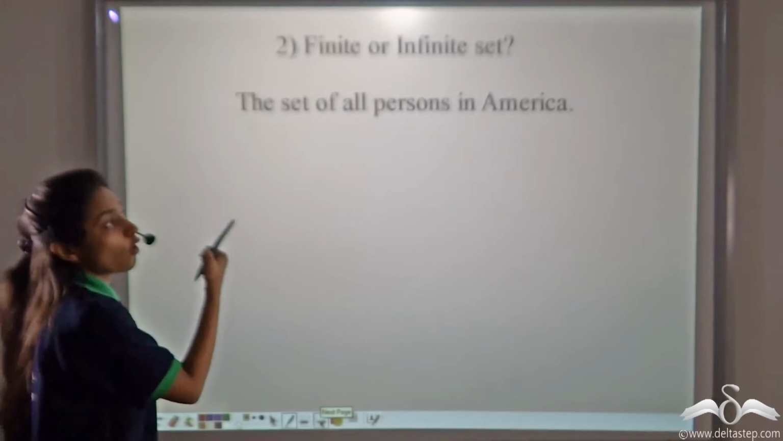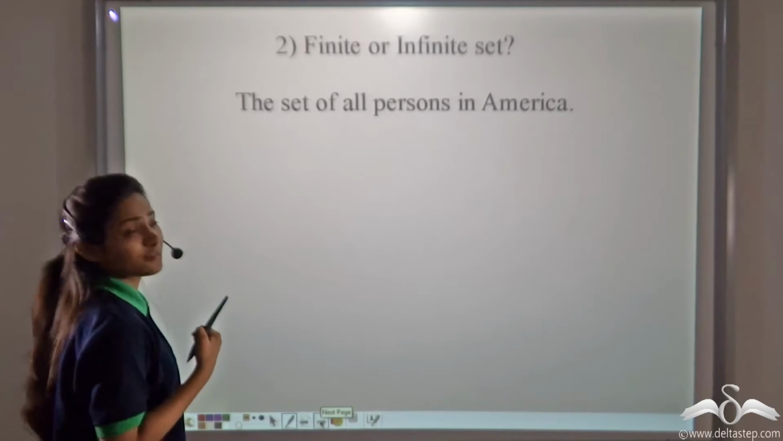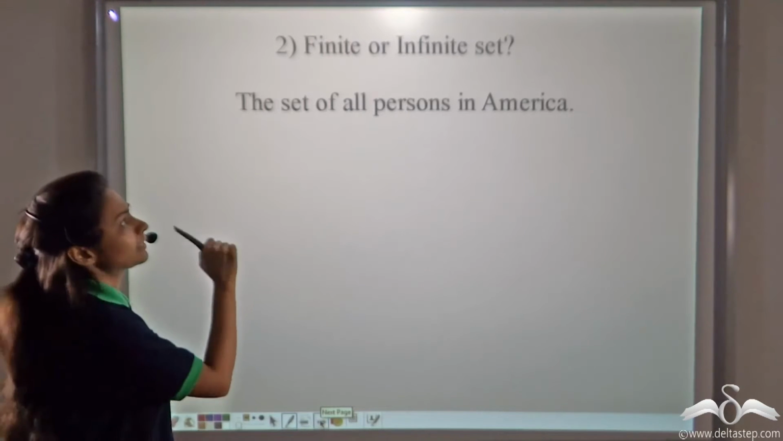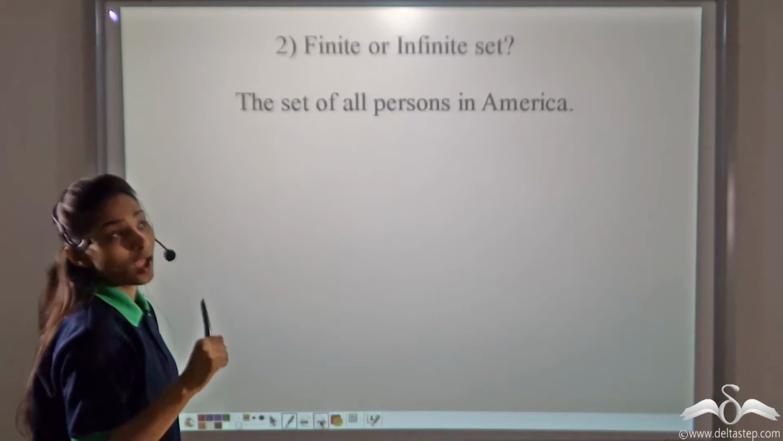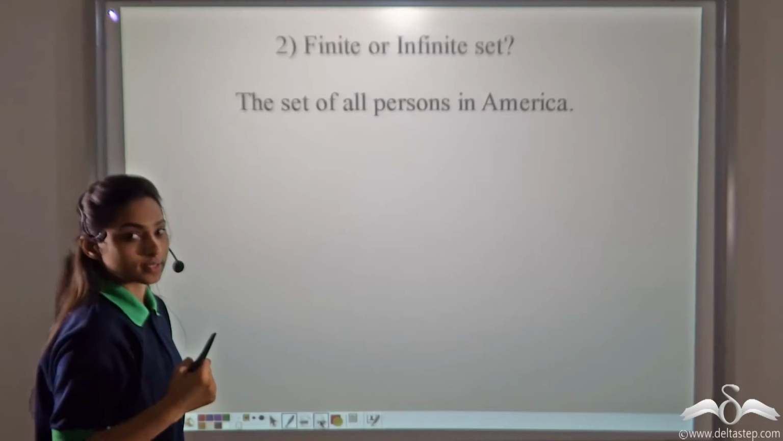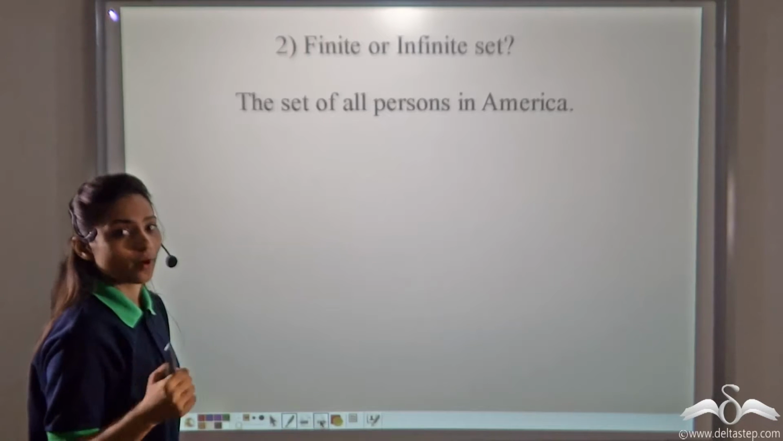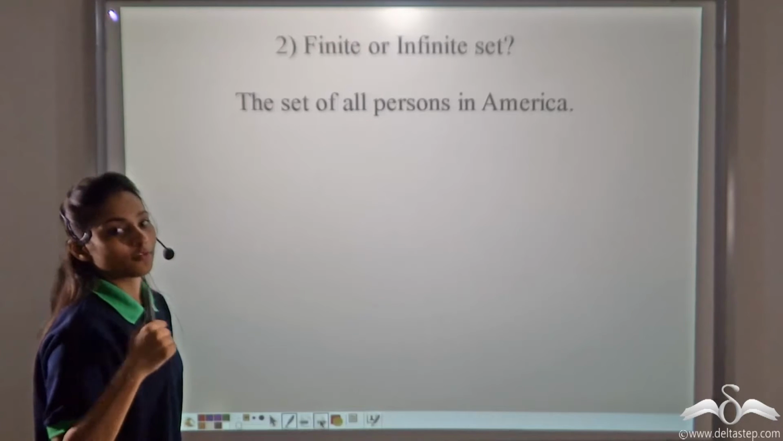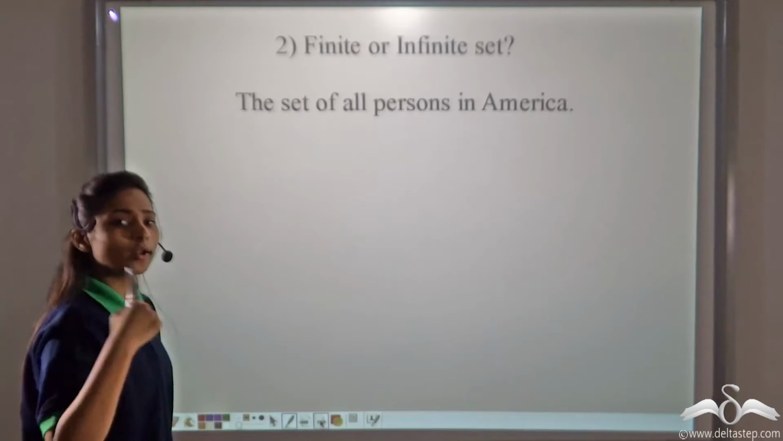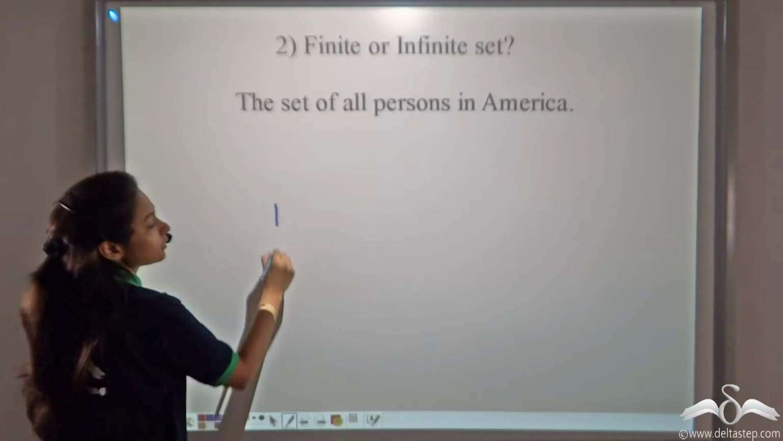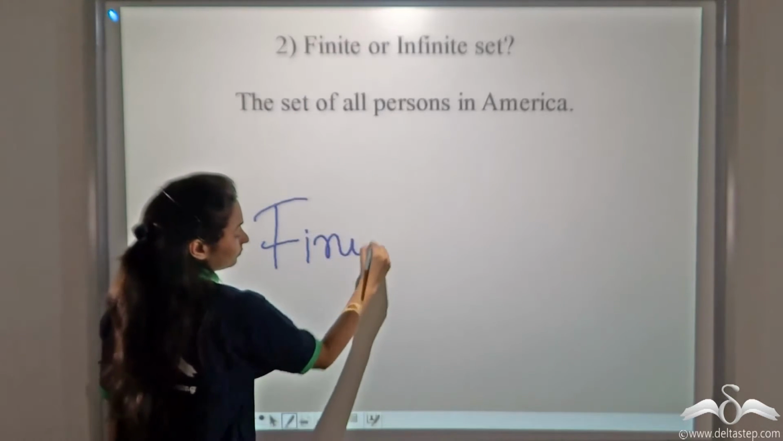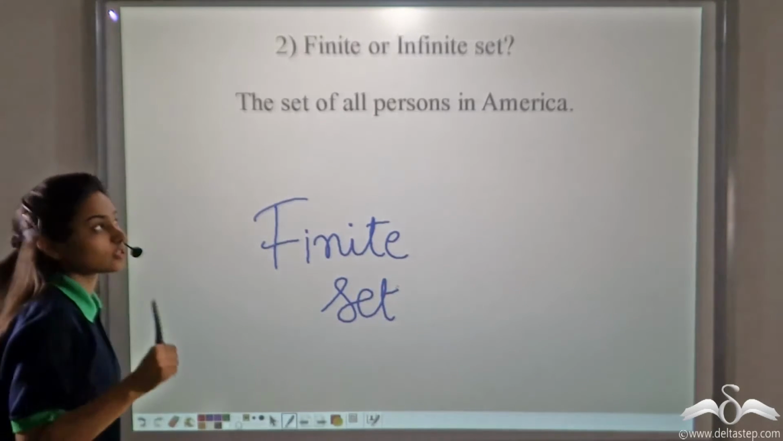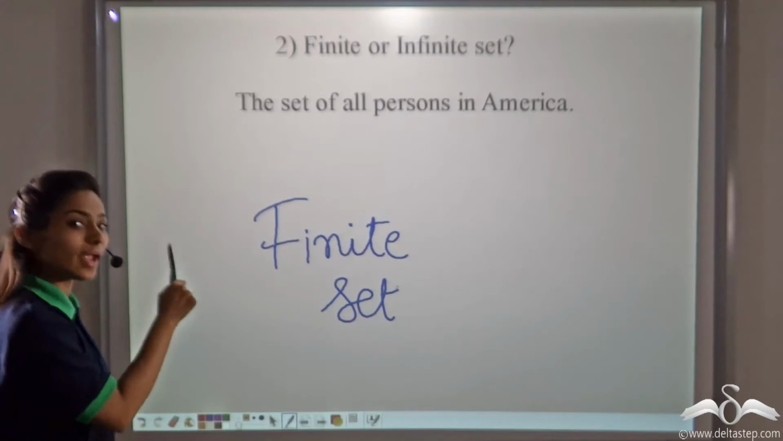Now, the set of all persons in America, is it a finite set or an infinite set? Why only in America? Take this as a set of all persons in the world. I agree that you may not know how many persons are there in America or in the world, but that does not mean you can't count. You can count the number of persons in America or in the world or in any other place. So, this is a finite set. As it will end, it is not that it will not end. It will end at some place.